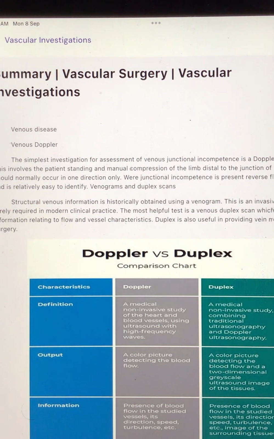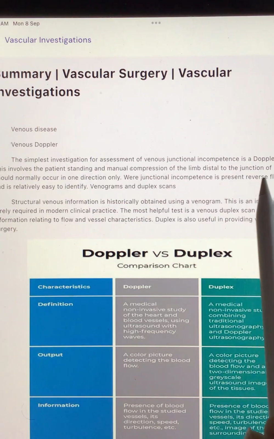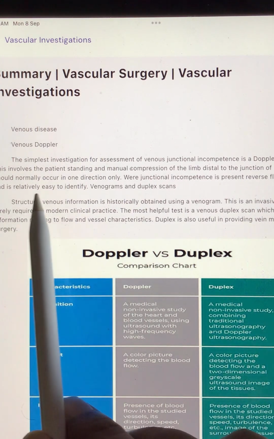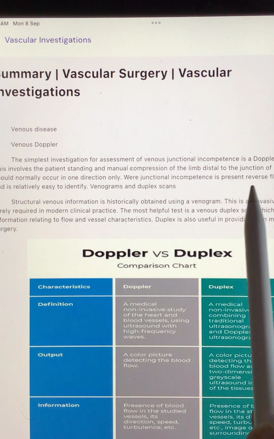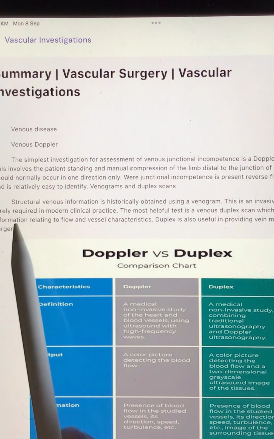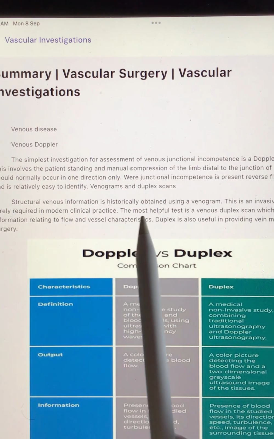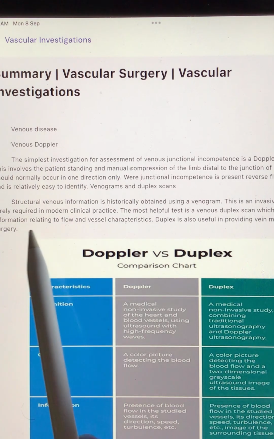So what are the vascular investigations? Venous disease and venous Doppler. The simplest investigation to assess venous junction incompetence is Doppler. This involves the patient standing and manual compression of the limb distal to the junction of interest. Flow should normally occur in one direction. Where junctional incompetence is present, reverse flow will occur and it is relatively easy to identify. Venogram and duplex scan: structural venous information is historically obtained using venogram. This is an invasive test, relatively outdated, rarely required.